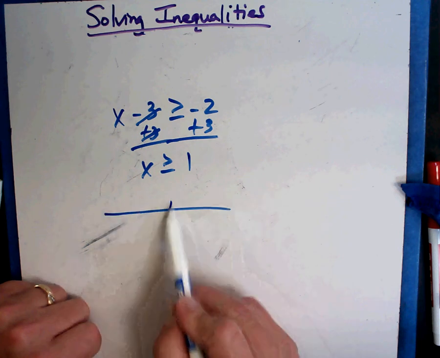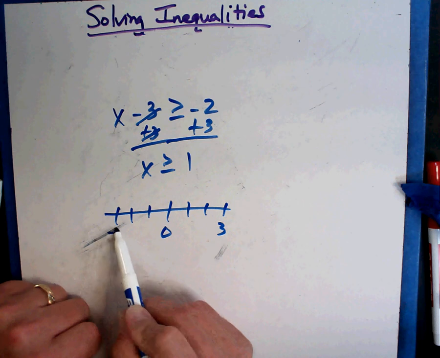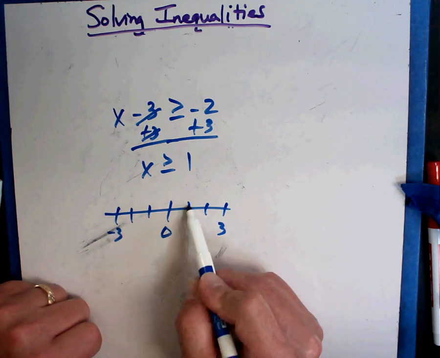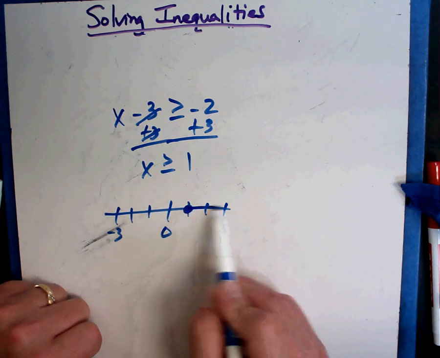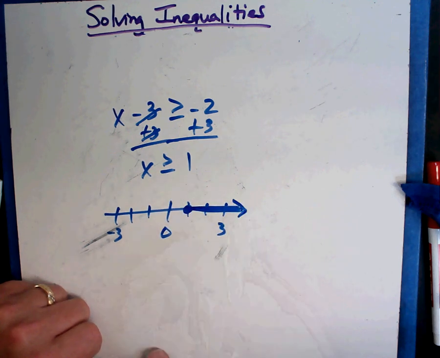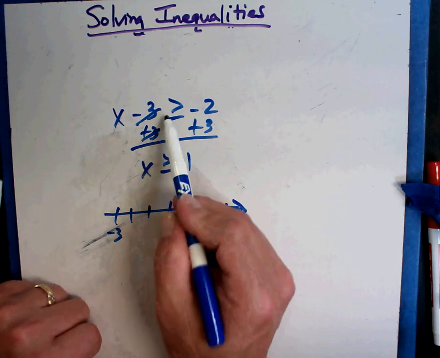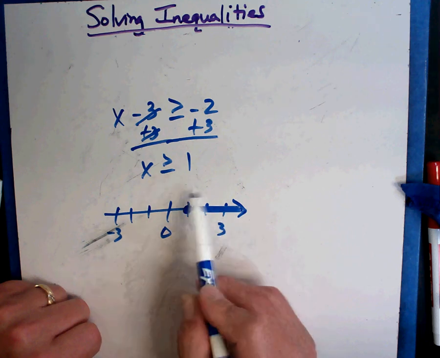On a number line, 0, 1, 2, 3. So I have 3 and negative 3. I'm going to go to 1. And notice it says equal, so I fill it in. So anything greater than or equal to 1. That's what the graph would look like. Anything that's going to work in this equation has to be greater than or equal to 1. So 1 works or anything bigger.